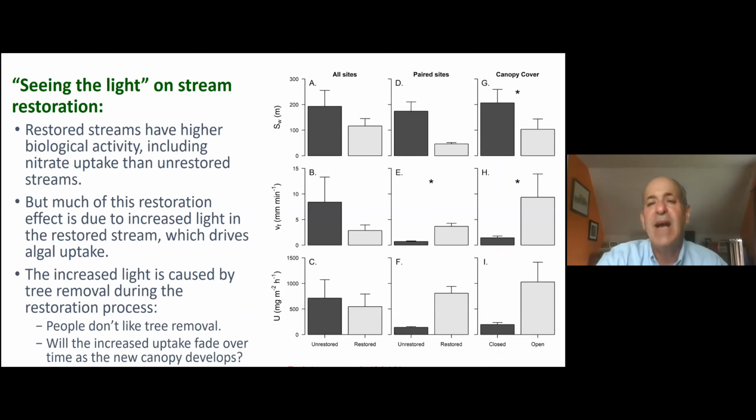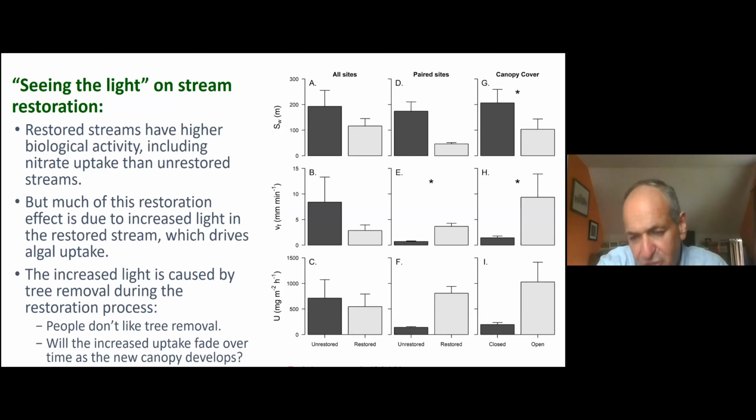But so we've been making lots of measurements of nitrogen uptake in these restored streams. And I'll draw your attention to the middle bars here, and especially panel E and F. These are measurements of nitrate uptake. How aggressively is the stream taking up nitrate and converting it into a more stable form? And you can see that in these restored streams, they are really taking up more nitrate than the unrestored streams. And that's really a good result.